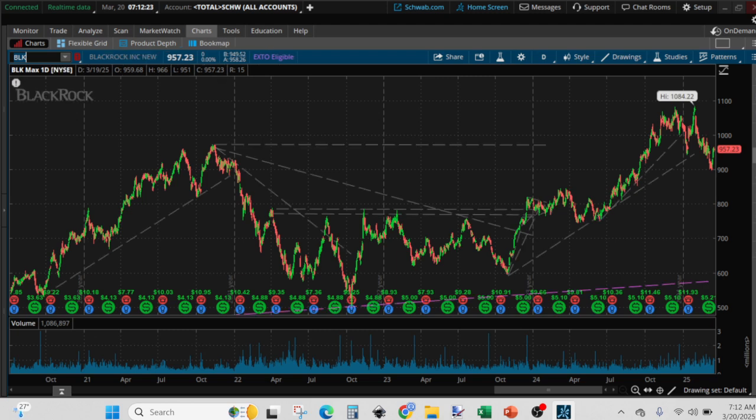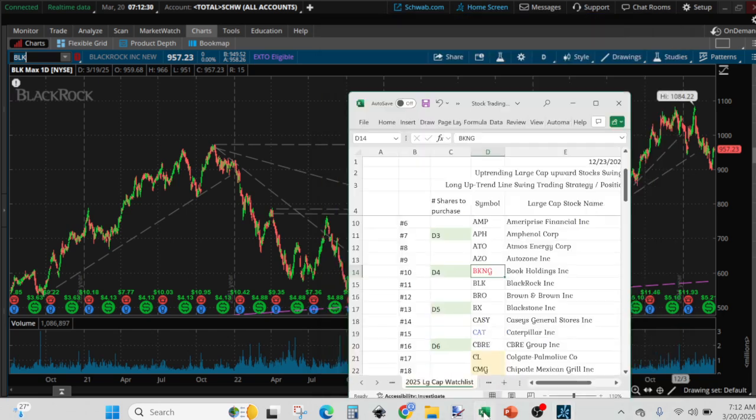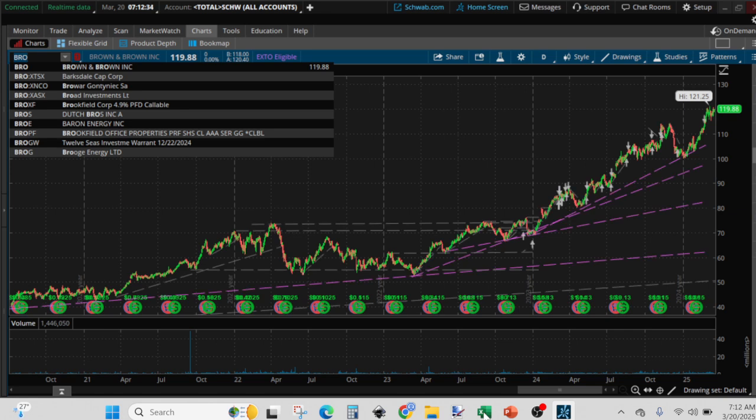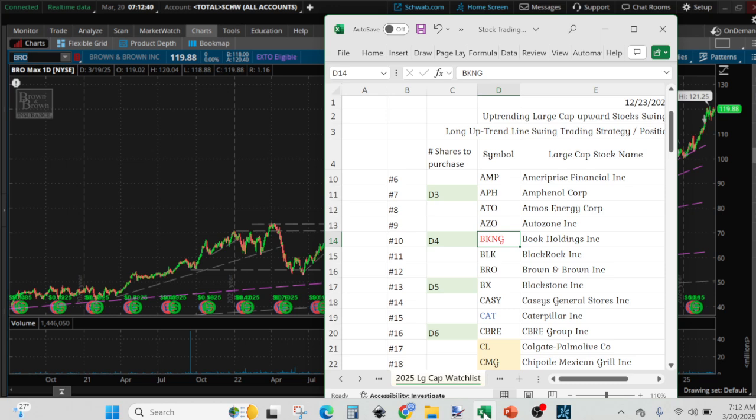BLK is far from the trend line. The trend line is the purple line at the bottom here. The price went down yesterday though. So BRO. You see how I'm doing it quickly and how I'm comparing what I want to buy to where the price is. BRK is far from where I want to buy.